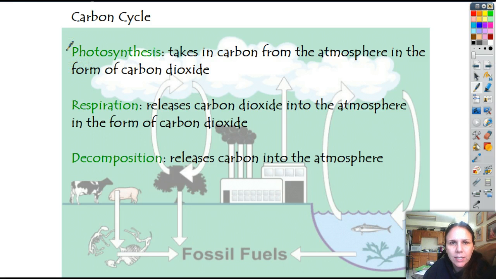One, photosynthesis. We know that plants take in carbon dioxide from the atmosphere and turn it into glucose, which is just another molecule with carbon at its center, C6H12O6. Then we have respiration, which is just us taking in that sugar and turning it back into carbon dioxide to go back out into the atmosphere.